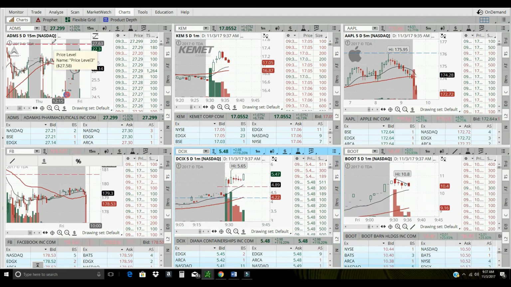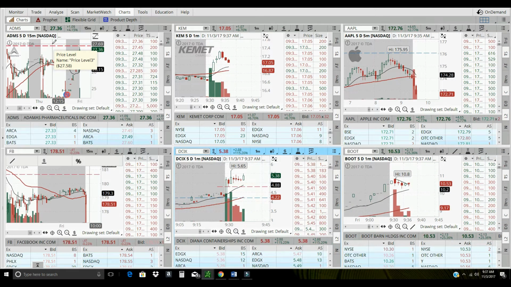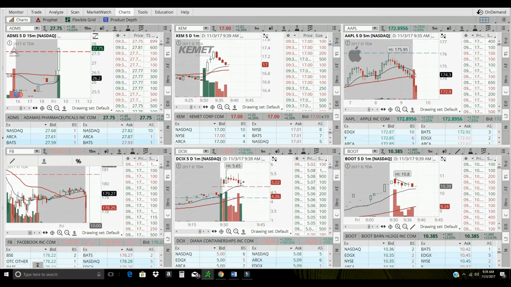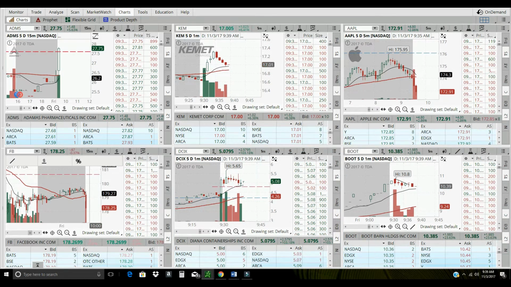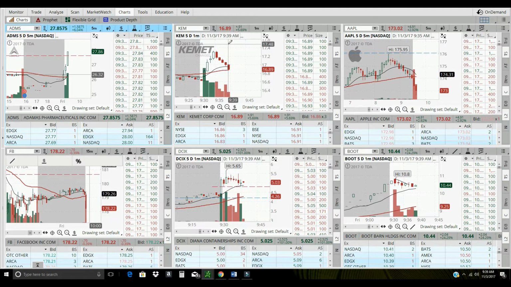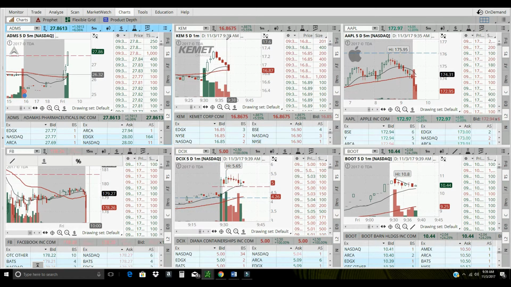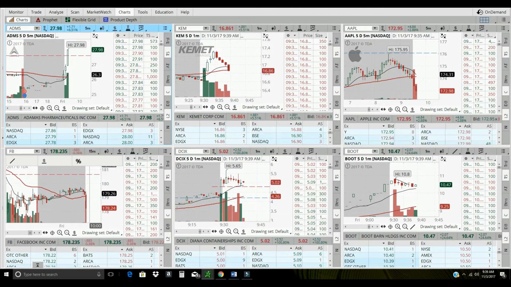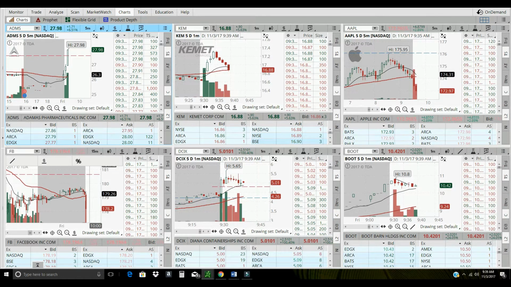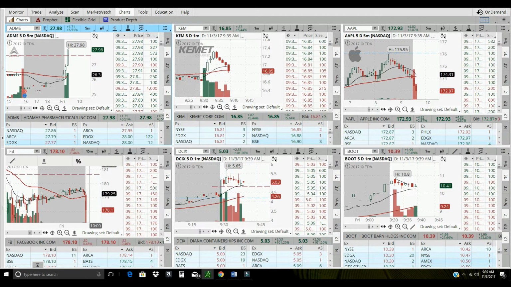Anything up above 27.60, I'm gonna get some ADMS. Some long ADMS at 27.75. I'll sell 1,000 at 27.90. Sold 1,000 shares, got filled at 27.90 to be exact.